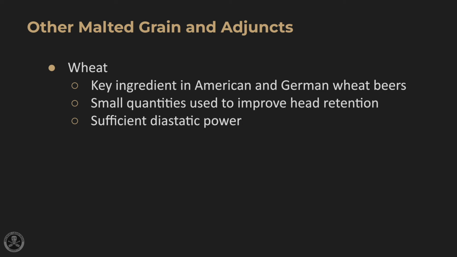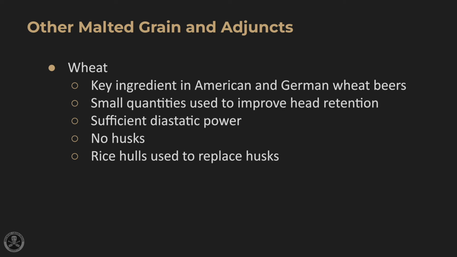Wheat has enough diastatic power to break down its own proteins and starches. But the kernels have no husk to create a filter bed. Usually rice hulls are added to the mash to help prevent stuck sparges. While wheat is the second most commonly used grain, it's not the only other grain that's used in brewing. Other grains like rye, oats, and sorghum are also used in brewing, but usually in their raw forms.